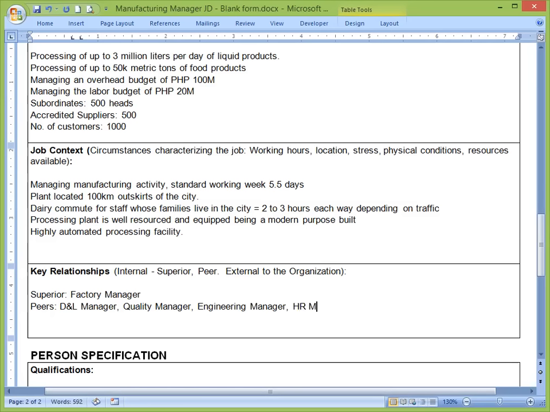HR. I'm going to do the engineering manager's description maybe next time. You know, health and safety manager, quality manager, engineering manager, transport manager, warehouse manager. I can do that next time. I've been writing those job descriptions in the past, so I know. Finance also, the finance manager is a peer. These are all his colleagues.